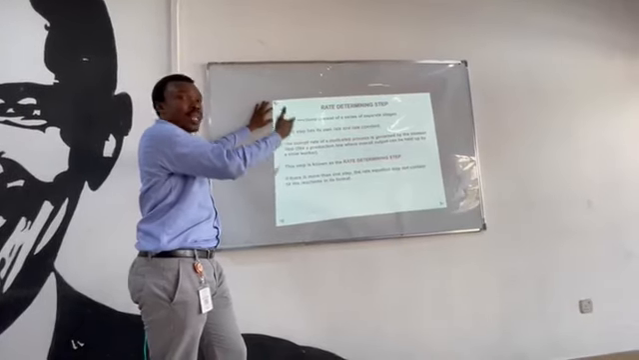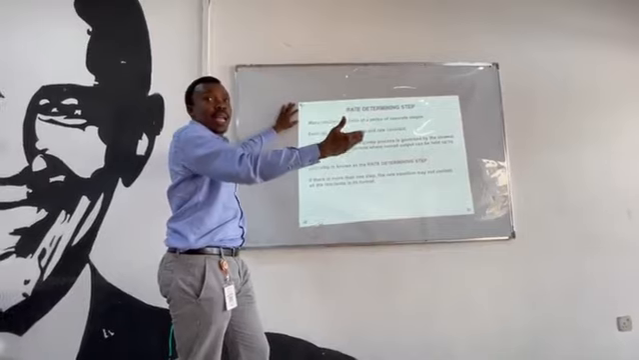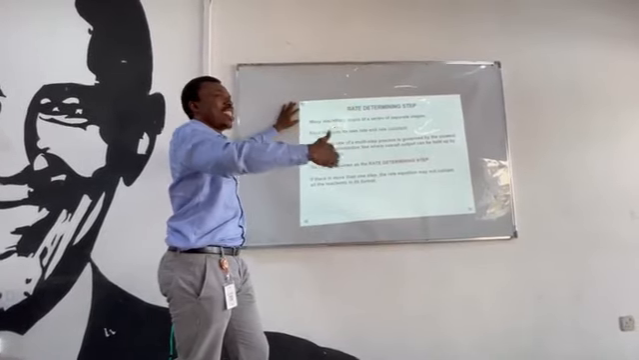So the rate determining step is the slowest step in a rate equation, and it determines the rate of the reaction. This is the slowest step.